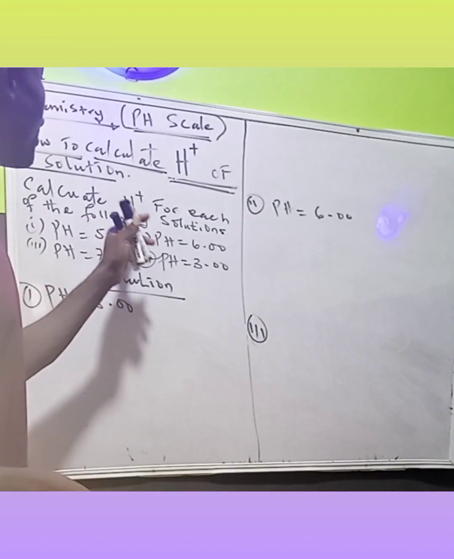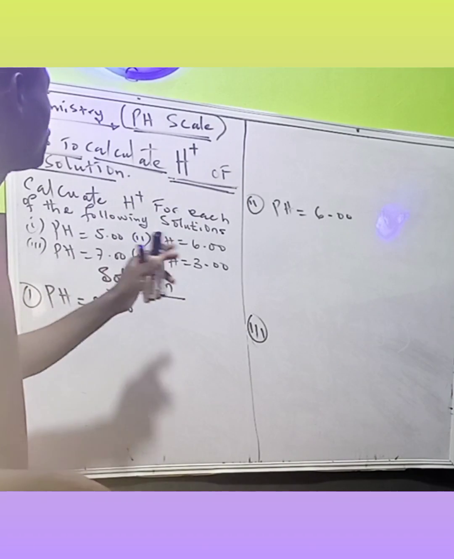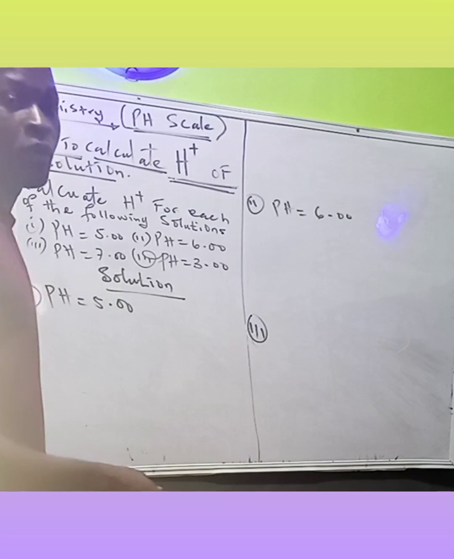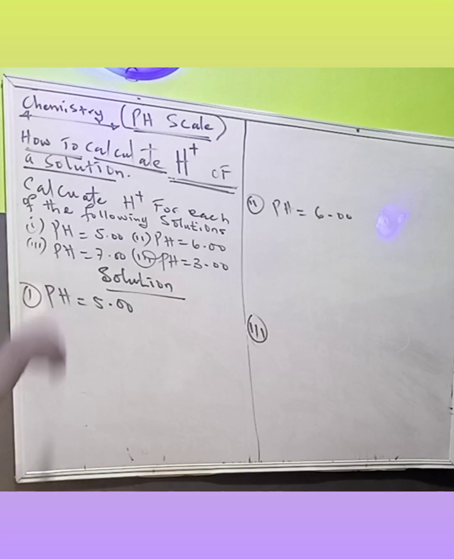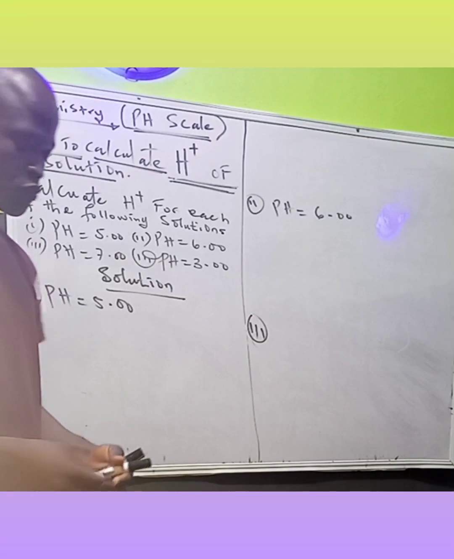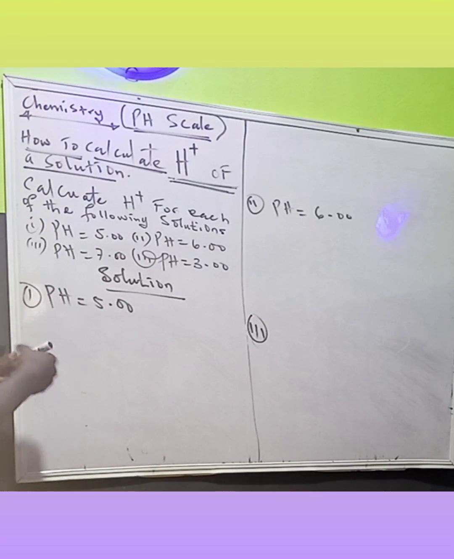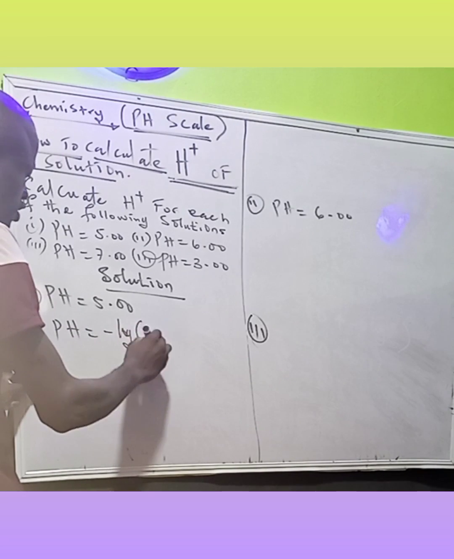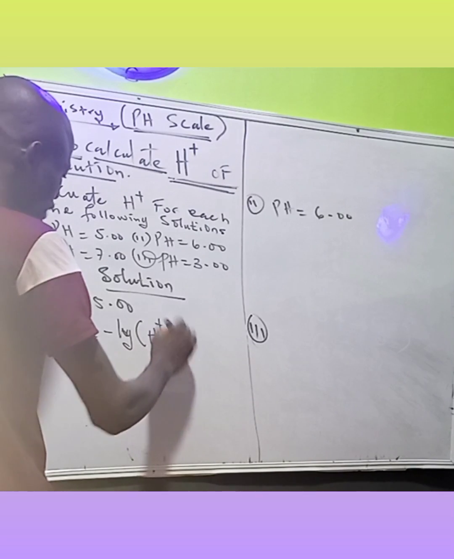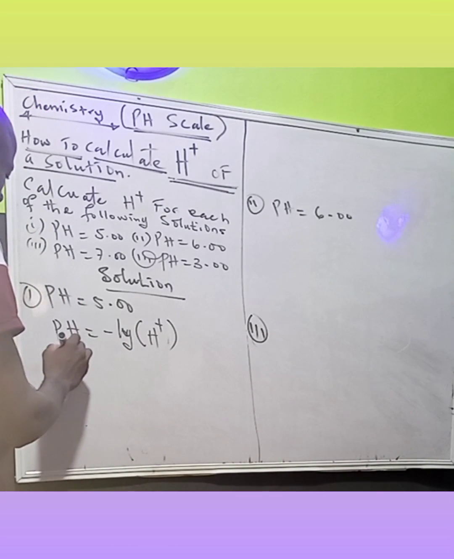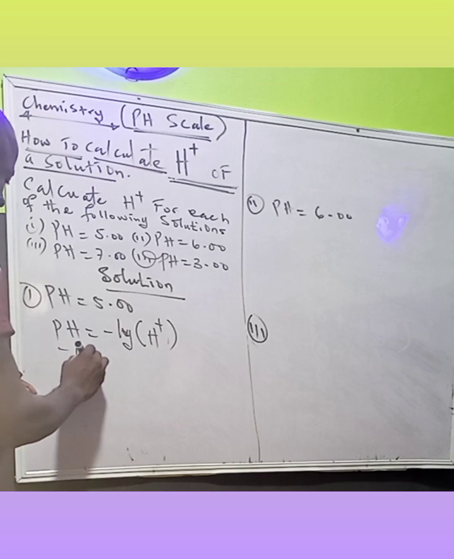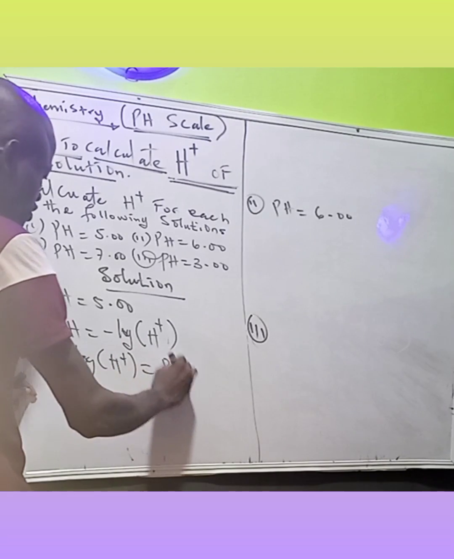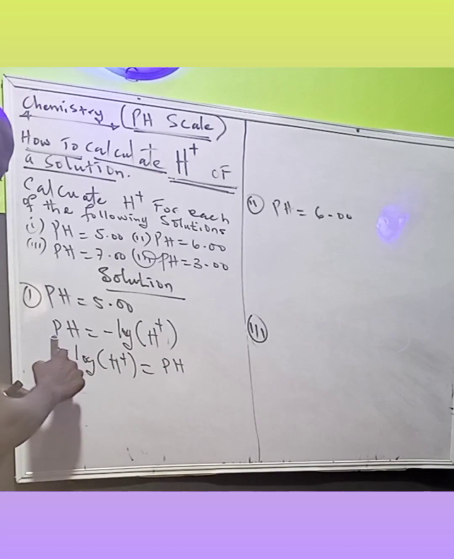It says calculate H positive for each of the following solutions. We have pH equals 5.0, pH equals 6.00, and pH equals 7.0. But to start, we first of all have to remember that the pH formula is pH equals minus the log of H positive. We close the bracket. It therefore means that minus the log of H positive is equal to pH.